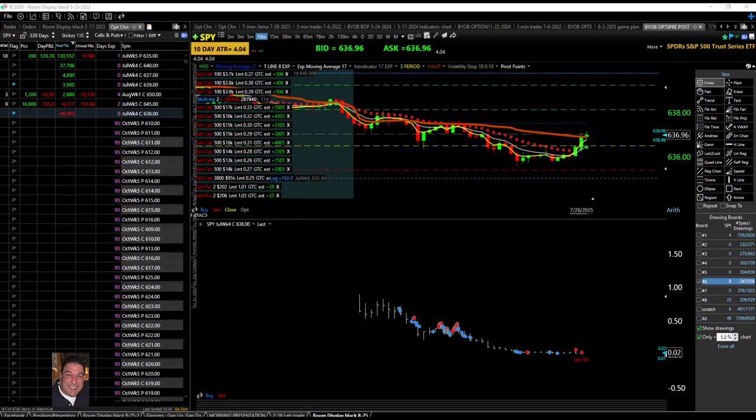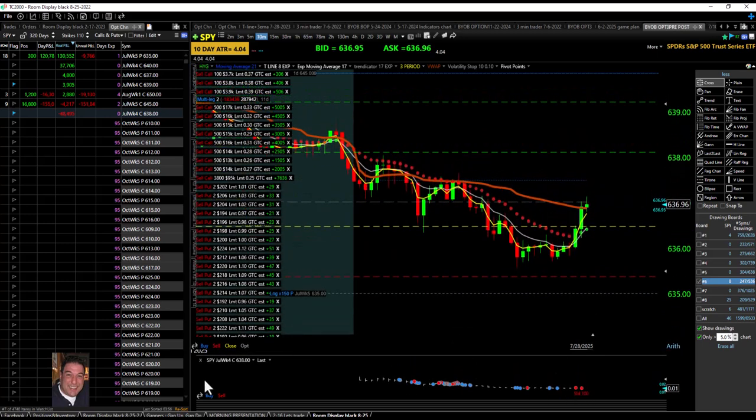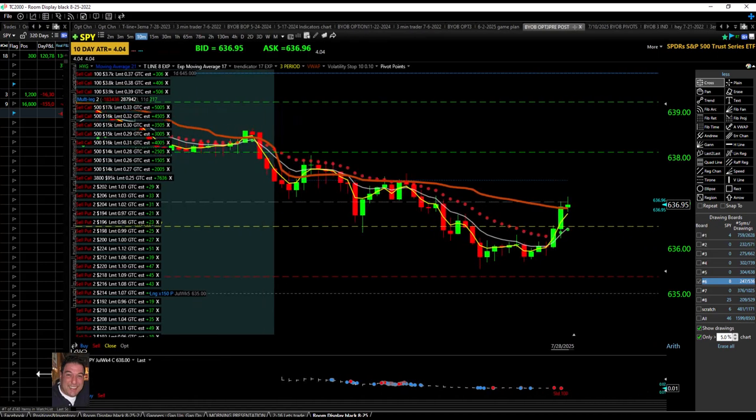So let's move this over to the side. What did I want to look at? I wanted to look at something, and I can't think of what I wanted to look at. Well, anyways, I covered that.